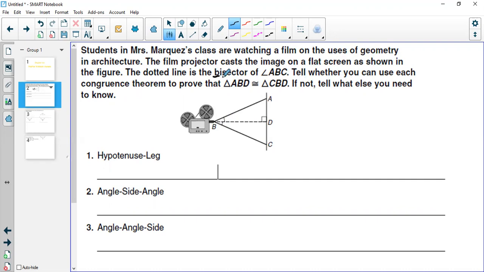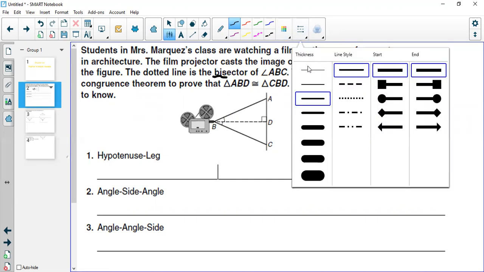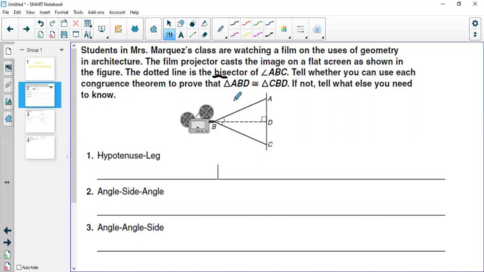Now again I'm repeating, what does the word bisect mean? Bisect means divide an angle into two equal parts. Bi means two, sect means part. So divide angle ABC into two parts, because they're talking about angles here. Tell whether you can use each congruence theorem to prove that triangle ABD is congruent to triangle CBD. If not, tell what else you need to know.